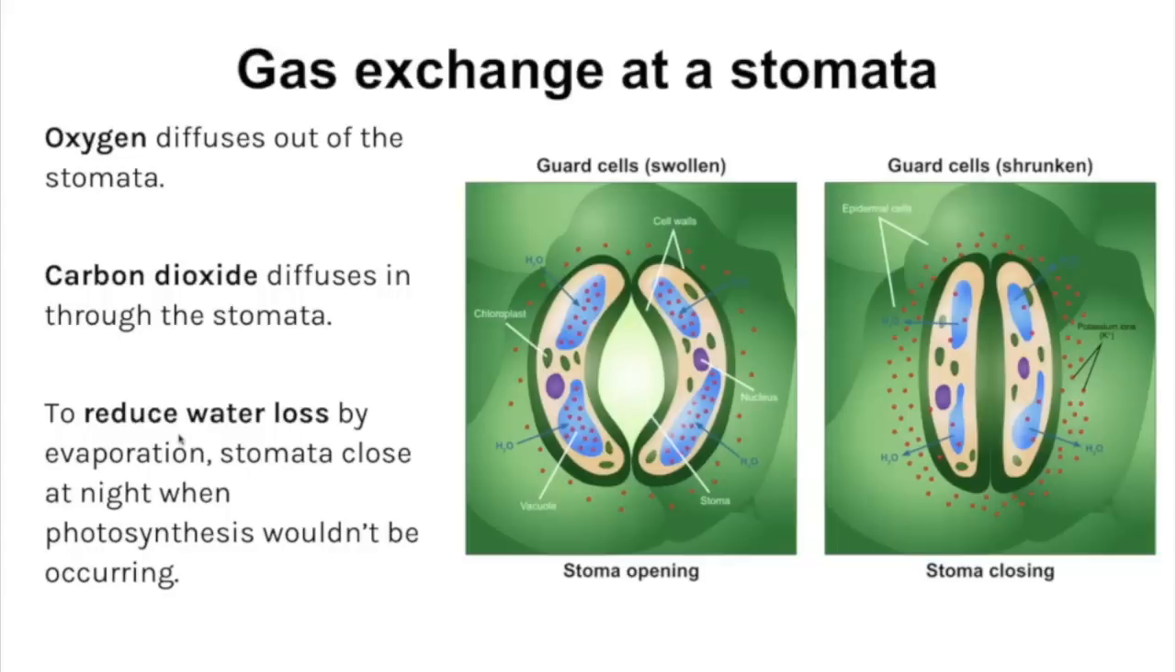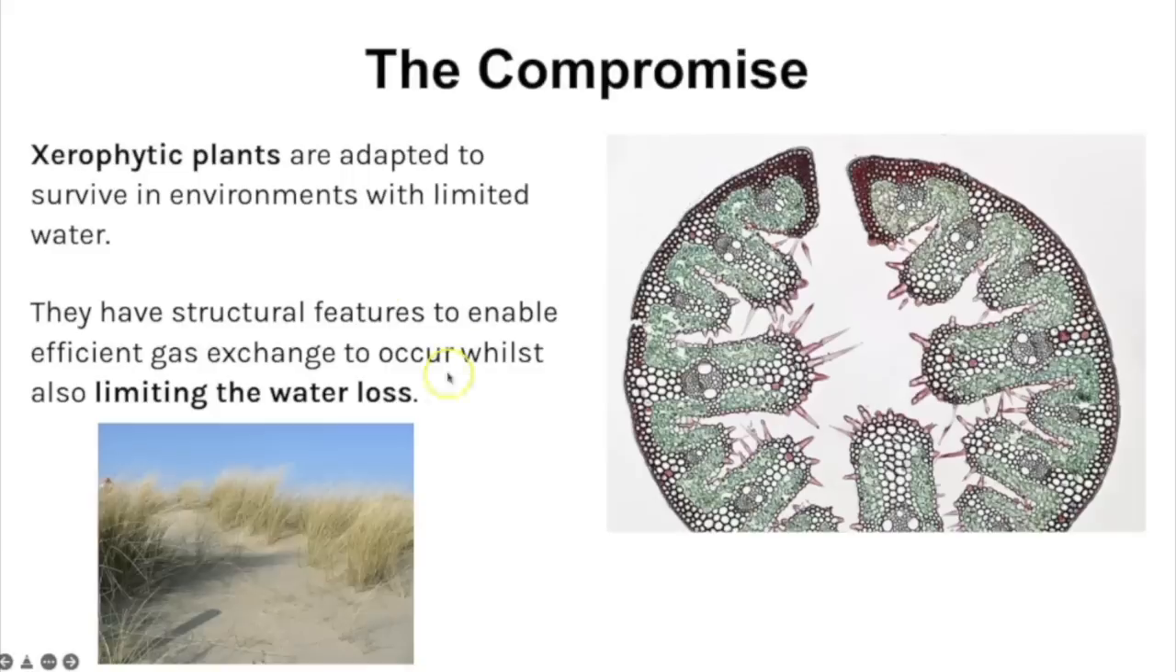To reduce water loss by evaporation, stomata close at night when it's dark, and they'll open in the daytime when it's bright. And this is linked to the idea of photosynthesis because it's a light-dependent reaction. Now there are compromises though, and in particular linked to xerophytic plants, which are plants that are adapted to survive in environments with very limited water. So they have adaptations to minimise water loss because there's such little water available already.